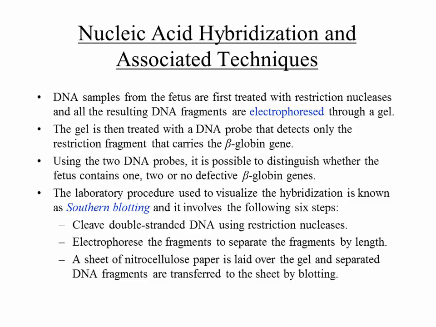What is electrophoresis going to do? It is going to separate out the DNA fragments on the basis of their size, because depending on the length of the fragment, it's going to move a different amount in that gel. So the gel is then treated with a DNA probe that detects only the restriction fragment that carries the beta globin gene, because you know the exact mutation.